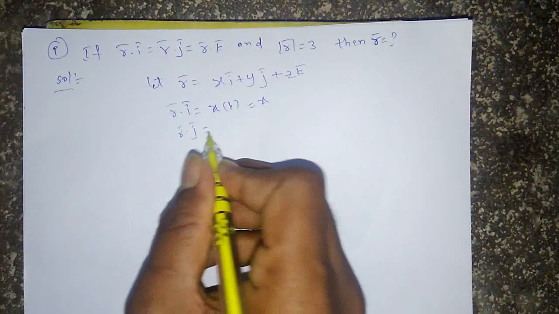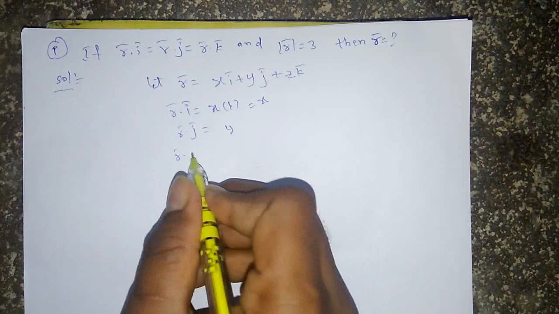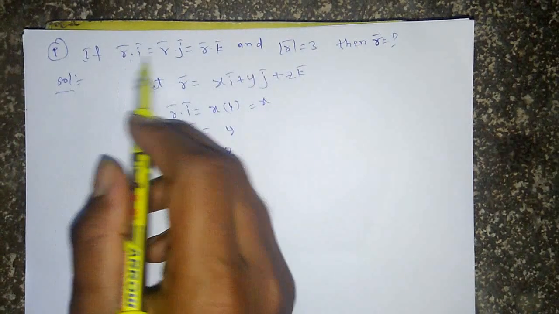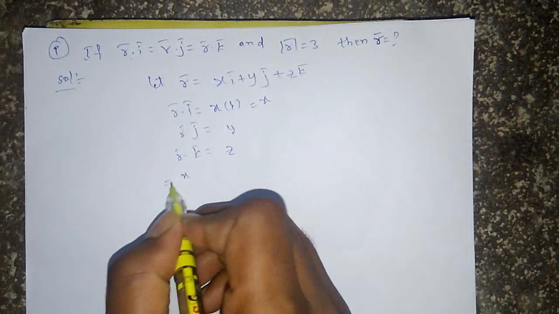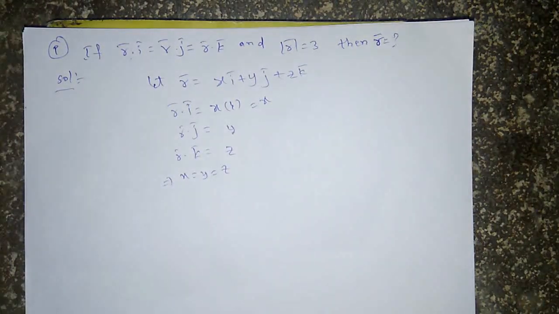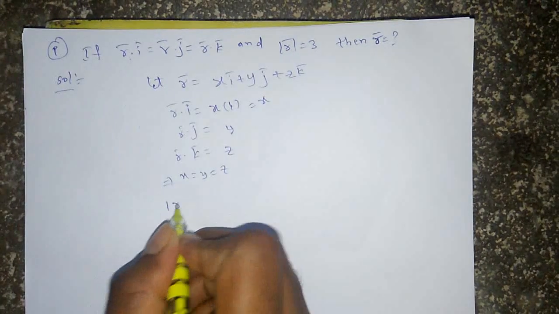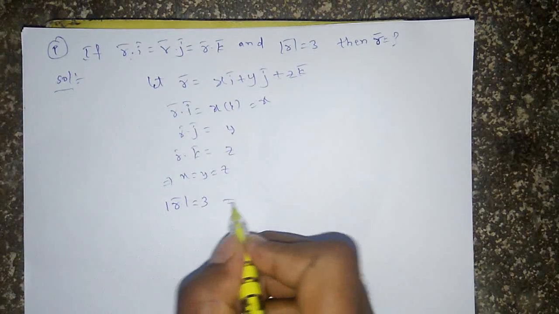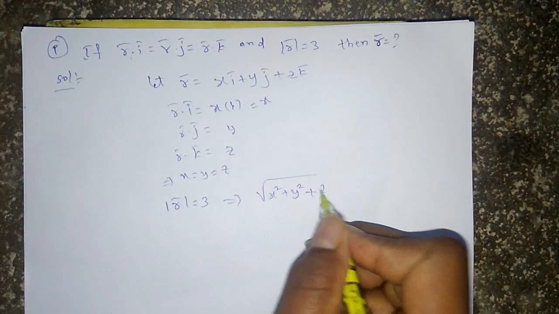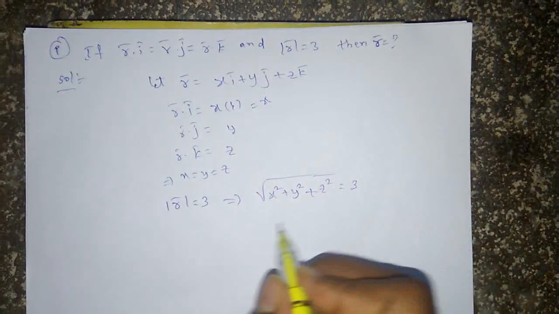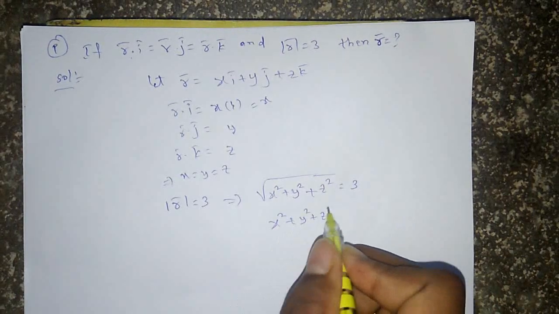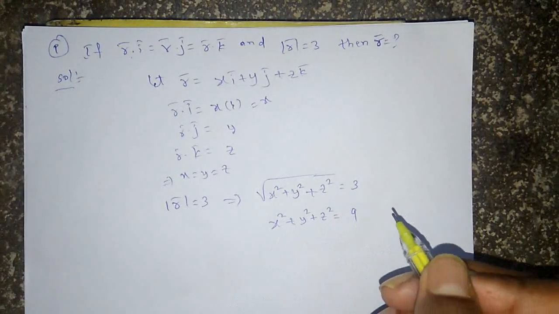Similarly, r bar dot j bar will give y, and r bar dot k bar will give z. Now they are given as equal, which implies x is equal to y is equal to z. And given mod r bar is equal to 3, that implies root of x square plus y square plus z square is equal to 3. Now squaring on both sides, you will get x square plus y square plus z square is equal to 9.